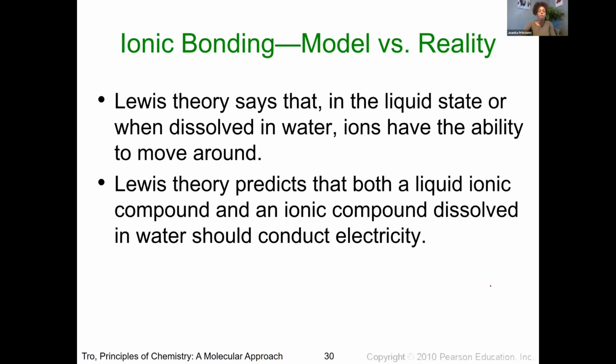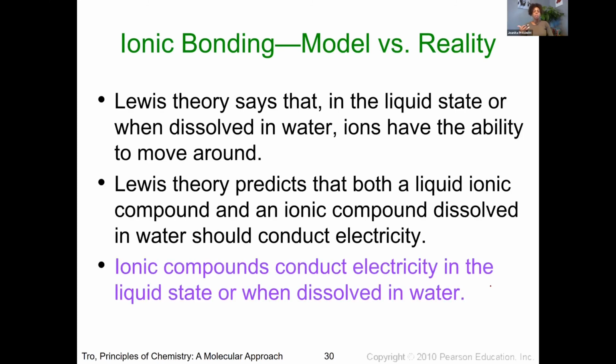Now, if we look at the model versus reality, the Lewis theory tells us that in the liquid state, or when dissolved in water, ions have the ability to move around and thus should create positive and negative charges floating around in solution. As a result, you would expect they can conduct electricity. Well, the reality is we do indeed see that. When ionic compounds are dissolved in water, that dissociation process happens where the positive and negative ions are floating in solution, and they can now conduct electricity in that solution.